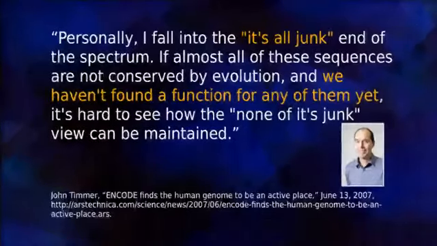And I want to share with you a couple of quotes from one of them just to illustrate why that's the case. And this comes from John Timmer, and he's a molecular biologist at Cornell and Stony Brook University in New York. And he wrote the following article right after the first release of ENCODE in 2007. And he said, "Personally, I fall into the it's all junk end of the spectrum. If almost all of these sequences are not conserved by evolution, and we haven't found a function for any of them yet, it's hard to see how the none of it's junk view can be maintained." Okay, so here's the problem though.